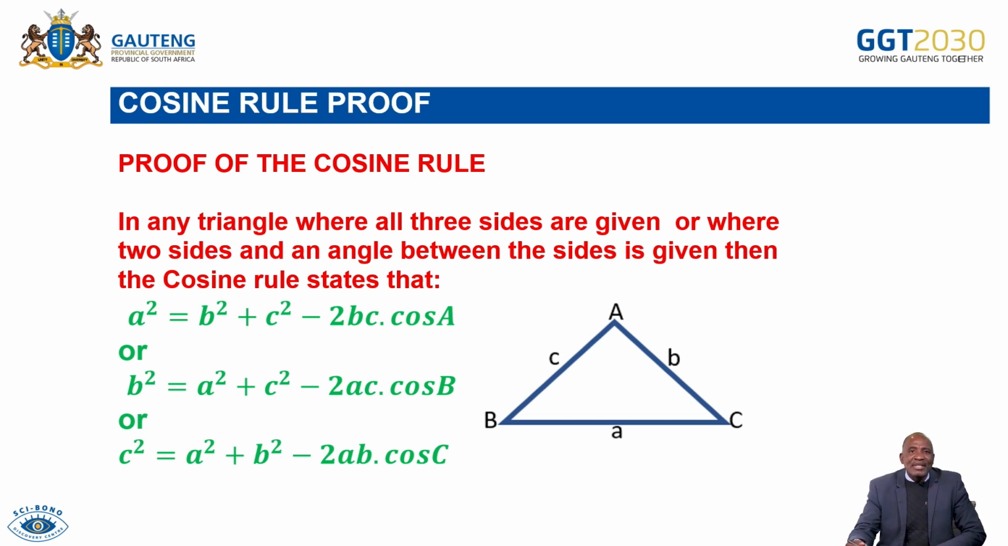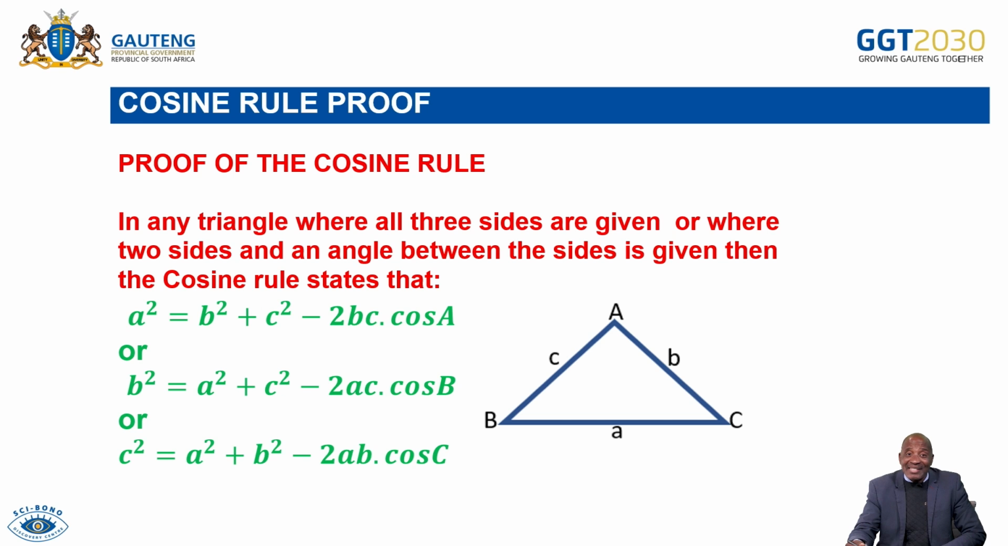Let's move on to the cosine rule. So in the cosine rule, we're saying in any triangle where all three sides are given or where two sides and an angle between the sides is given, then the following applies. a squared is equal to b squared plus c squared minus 2bc cos of angle A. Or if you are looking for b squared or side b, you say b squared equals a squared plus c squared minus 2ac cos of B.